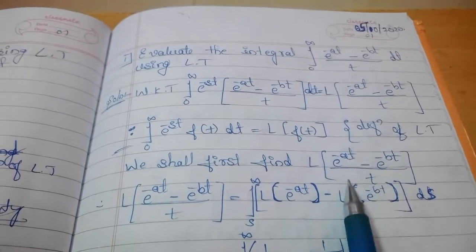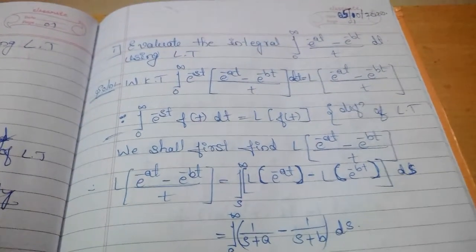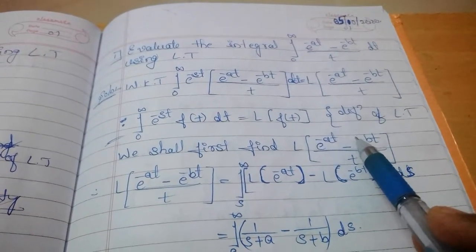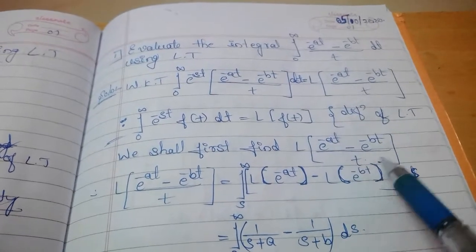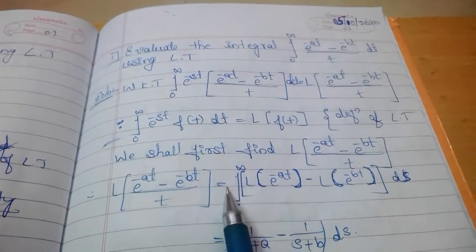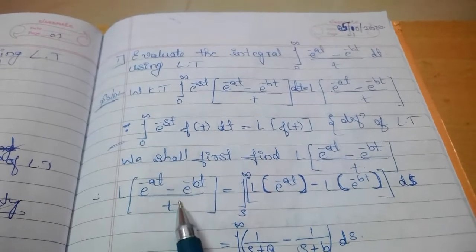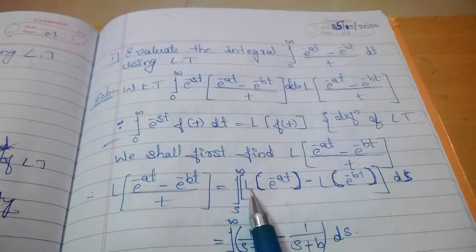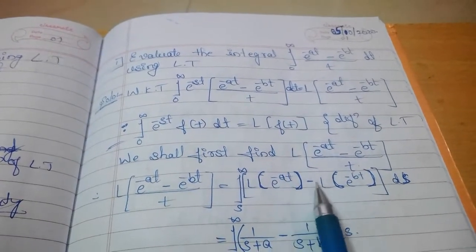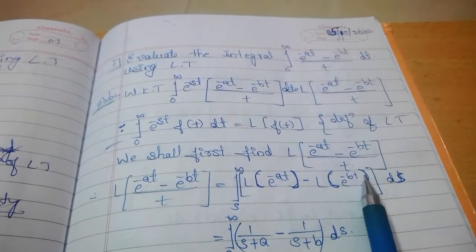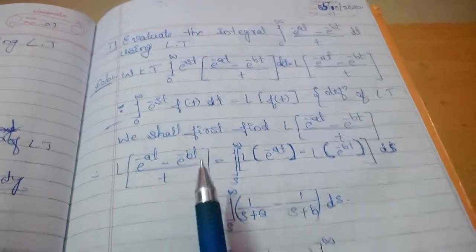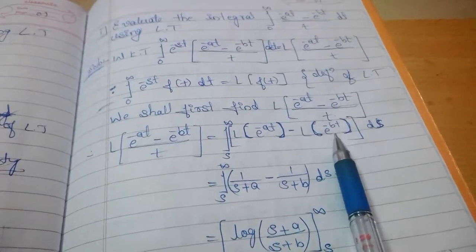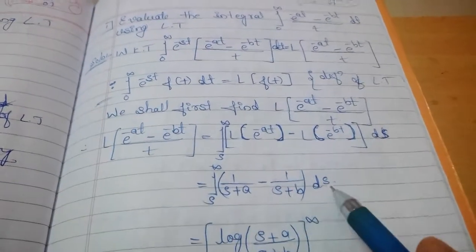This term is of the form f of t divided by t. We have to find the Laplace transform of f of t by t, so we have to use the third property, which says the Laplace transform of f of t divided by t is equal to the integration from s to infinity of the Laplace transform of e raised to minus at minus the Laplace transform of e raised to minus bt, ds. The Laplace transform of e raised to minus at is 1 divided by s plus a, and this one is 1 divided by s plus b, ds.